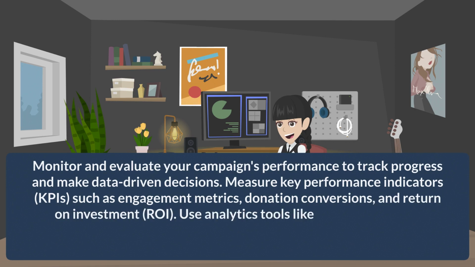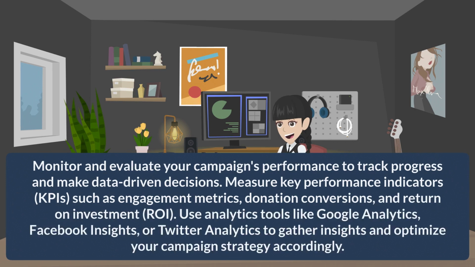Monitor and evaluate your campaign's performance to track progress and make data-driven decisions. Measure key performance indicators, KPIs, such as engagement metrics, donation conversions, and return on investment, ROI. Use analytics tools like Google Analytics, Facebook Insights, or Twitter Analytics to gather insights and optimize your campaign strategy accordingly.